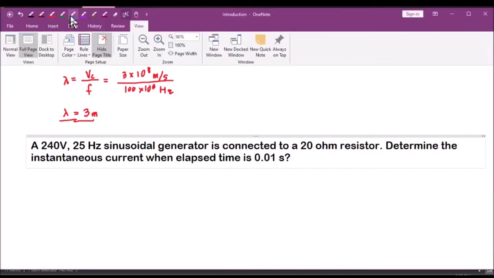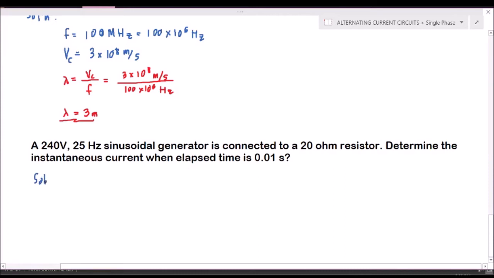Okay, so to solve for this one, first we need to find the amplitude, because we know that the formula for instantaneous current is equal to I, we have the amplitude or the peak value, then we have sine 2 pi f t, or this sine omega t, that is the value of 2 pi f t. Okay, now we will solve first for the peak value. So our Im is equal to our peak voltage over the resistance or the resistor.